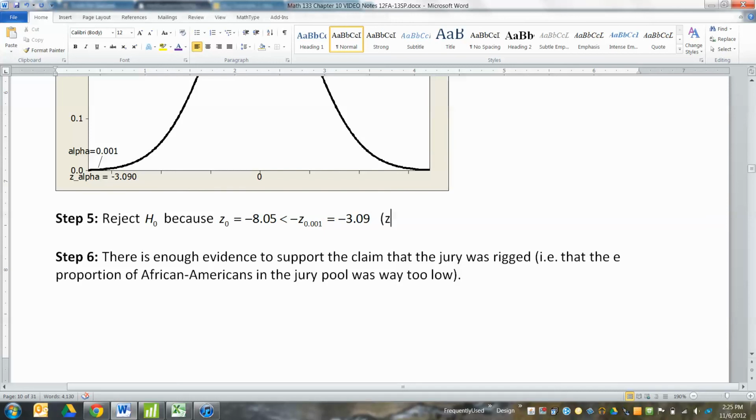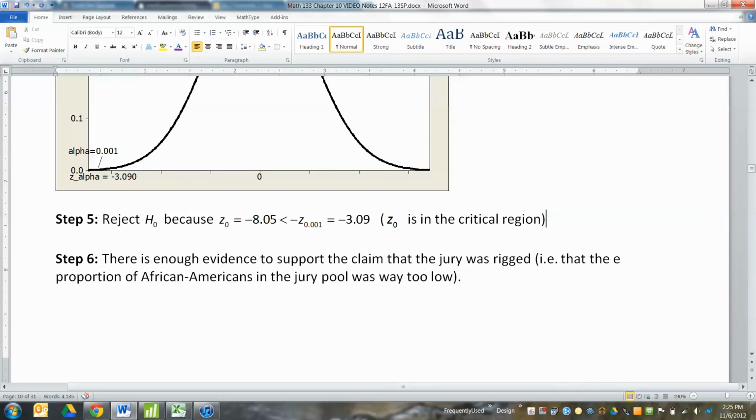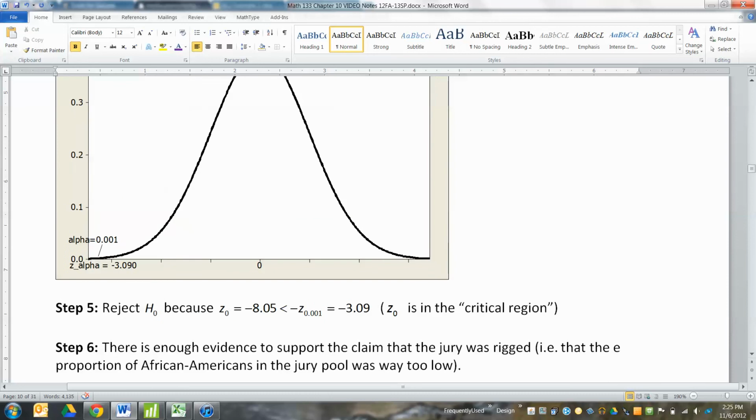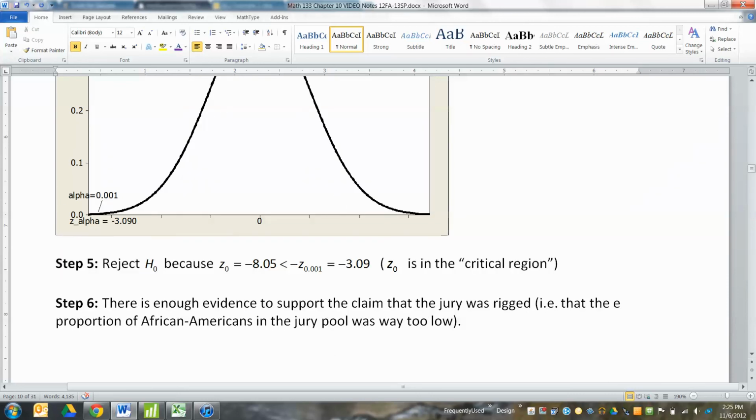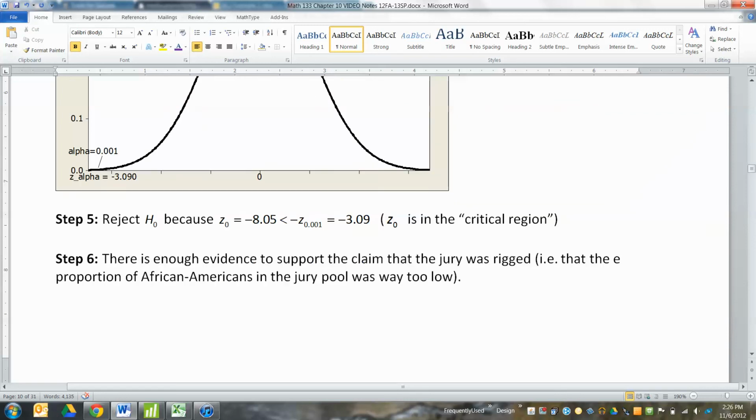Another way you can say that is Z0 is in the critical region, right? So we said anything past 3.09 is in our critical region. So if you get a number past that, it's going to be rejection of the null hypothesis. So we were saying, hey, we'll take up to 3.09 standard deviations away, but anything past that is too suspicious. And we are well past that. 8.05 is 8 standard deviations away. It is a long ways away. Standard errors, technically, but whatever. It's still a really long ways away. So we're going to reject the null hypothesis.